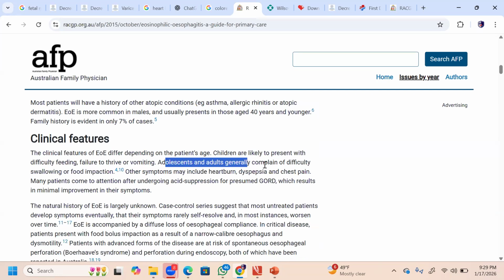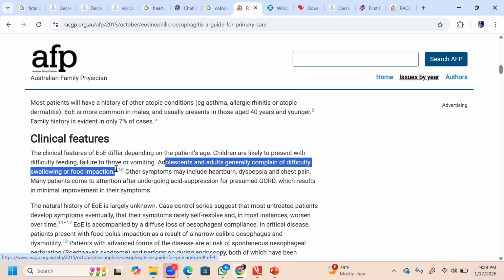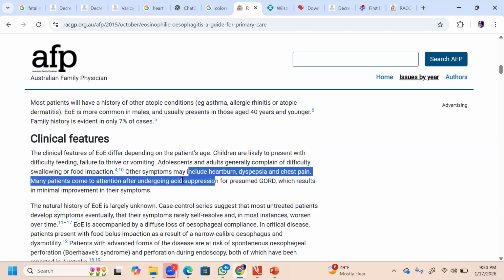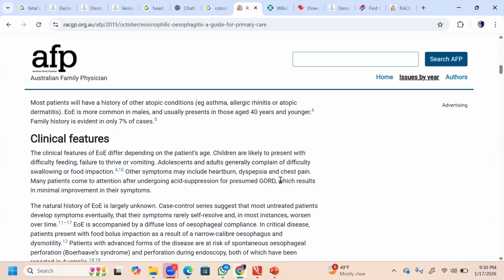Adolescents and adults generally complain of difficulty swallowing or food impaction. Like in our case, the problem was food stuck in the throat. Food impaction is one of the major complaints in eosinophilic esophagitis. Other symptoms include heartburn, dyspepsia, chest pain, and many patients come to attention after undergoing acid suppression therapy for GERD. Sometimes it is misdiagnosed as GERD, so they take a PPI as well, but with no effect, which results in minimal improvement in their symptoms.